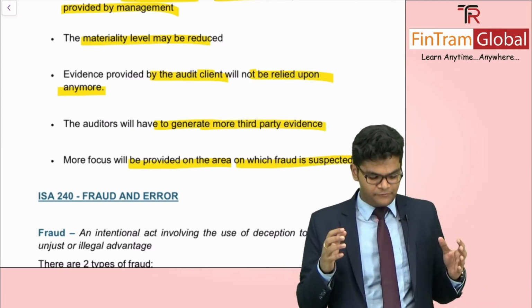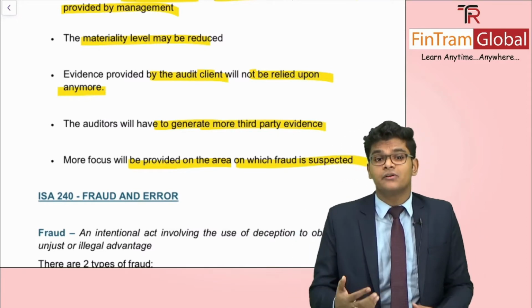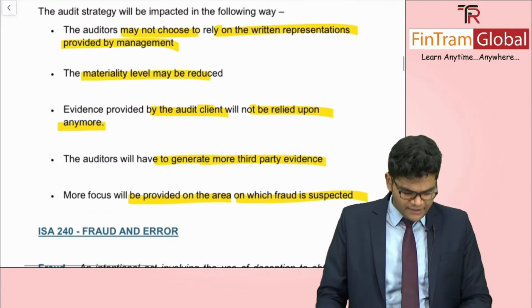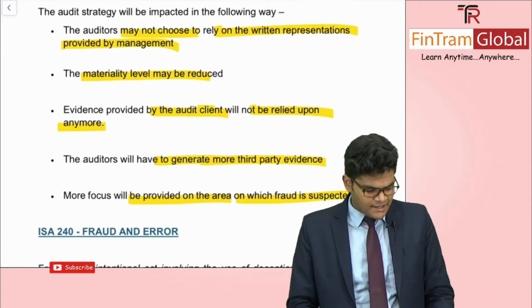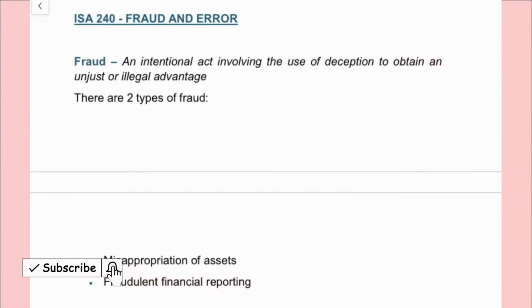Okay, folks. So maintaining professional skepticism can have the following impact on the audit strategy. Okay, folks. So remember that. So fairly an easy set of things, isn't it? As simple as that. Now moving on to a bit more relevant topic, that is ISA 240, fraud and error. So what exactly is fraud and error all about, and what is the responsibility that the auditor as well as the management have in relation to fraud and error? Let's take a look at that, shall we?